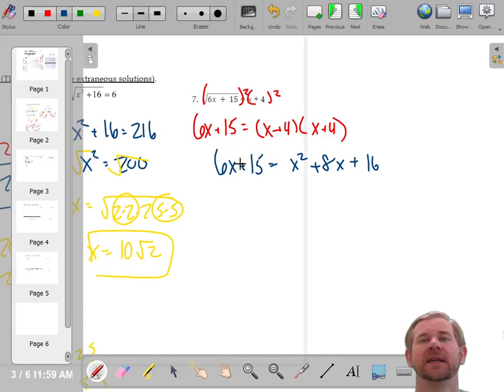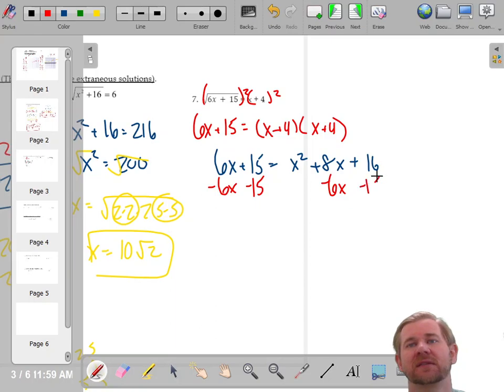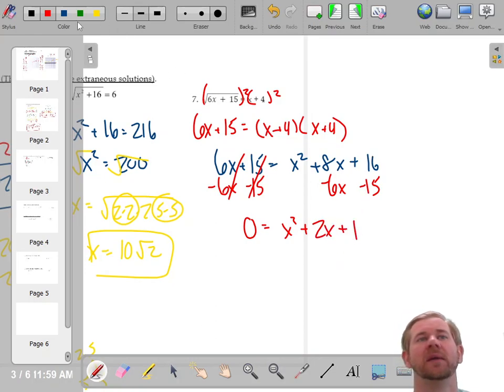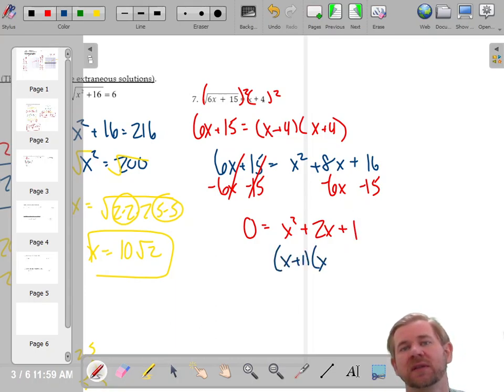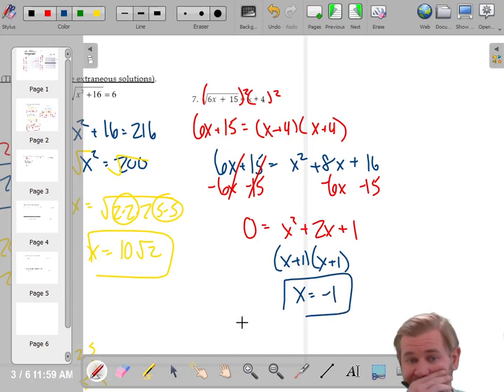Now hopefully you realize if you have x to the first and x squared, you got to get everything on one side, just because we got to factor. So let's do that. Minus 6x minus 15, minus 6x minus 15. Now it equals 0. 8 minus 6 is 2. 16 minus 15 is 1. The numbers that multiply to 1 and add to 2 are (x plus 1) and (x plus 1). So that means x must equal negative 1.